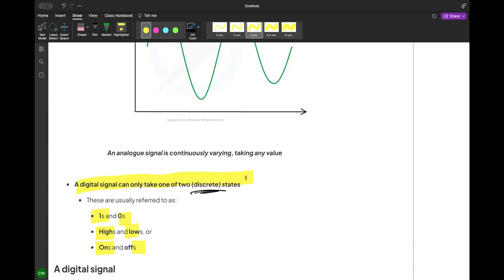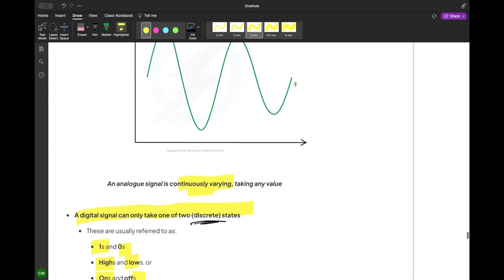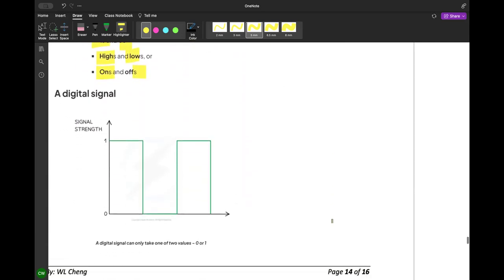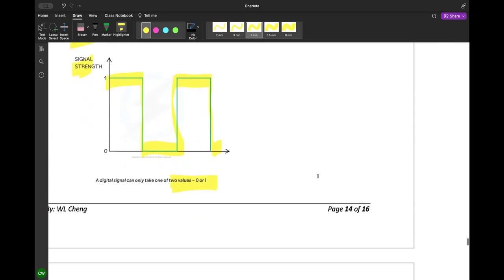Two states. It's either high or low. It's either 0 or 1. Okay. Either on or off. Digital signal. Analog can take any signal. Okay, can take any value. So digital only got 1 or 0.